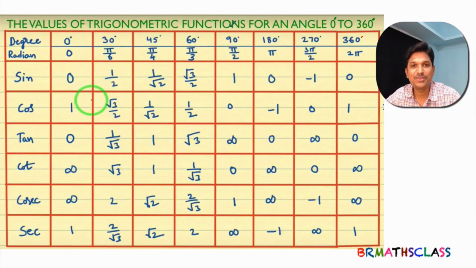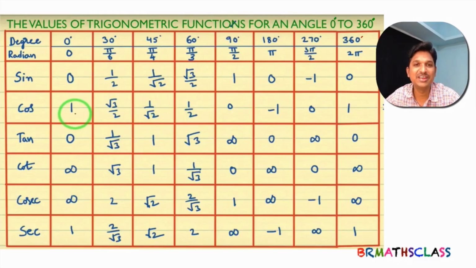Sine 0 degrees is 0. Sine 90 degrees is 1. Sine 45 degrees is 1 by root 2. Sine 30 degrees is 1 by 2. Sine 60 degrees is root 3 by 2. Now, when you learn the first one, the second one also no need to memorize. It comes reverse of this: 1, root 3 by 2, 1 by root 2, 1 by 2, 0. But however, it is a good idea to memorize these values.